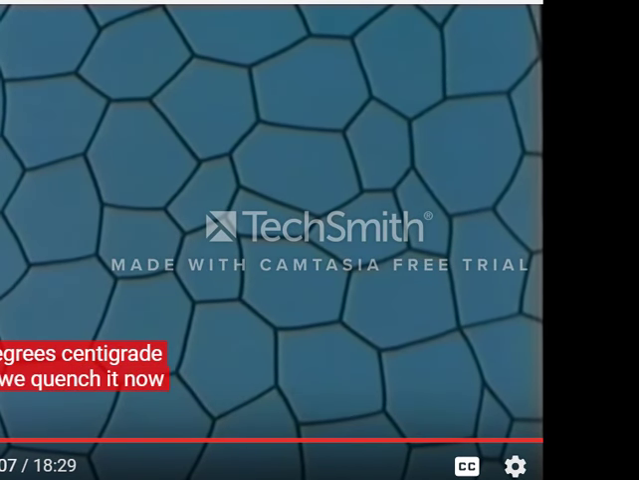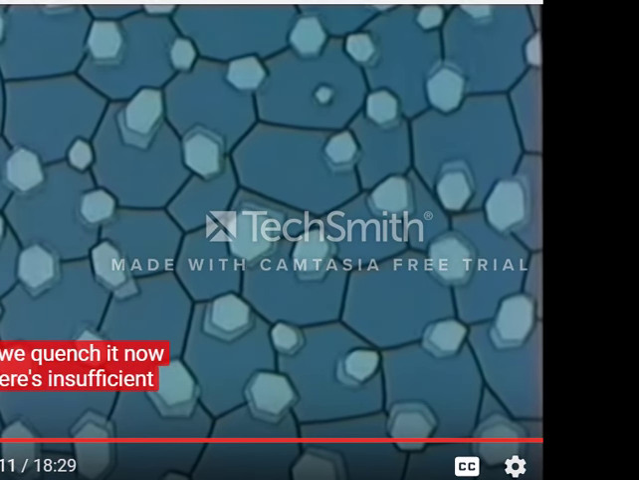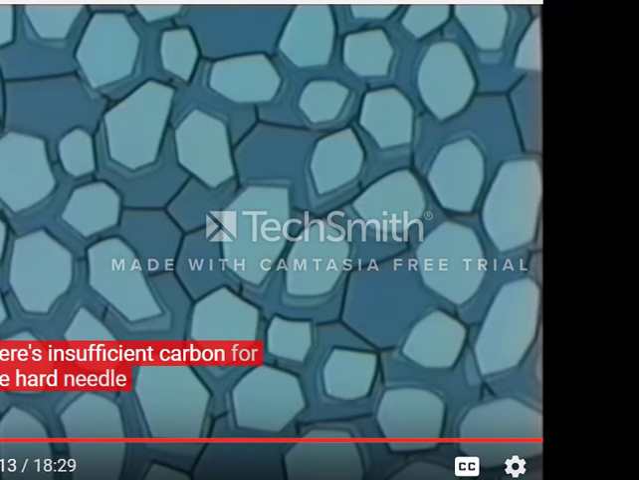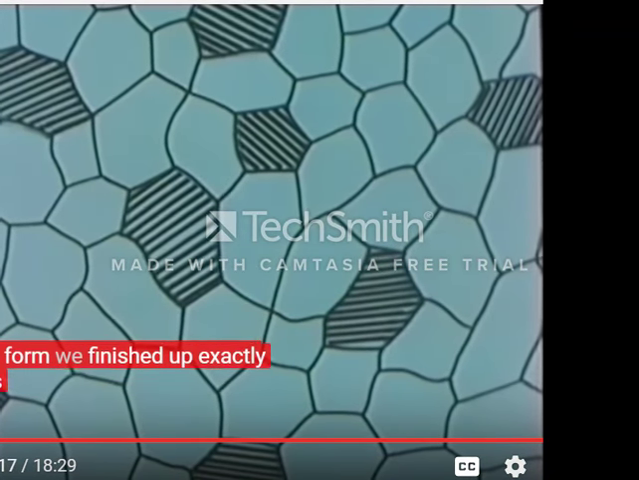If we quench it now, there's insufficient carbon for the hard, needle-like structure to form. We finish up exactly as we started.